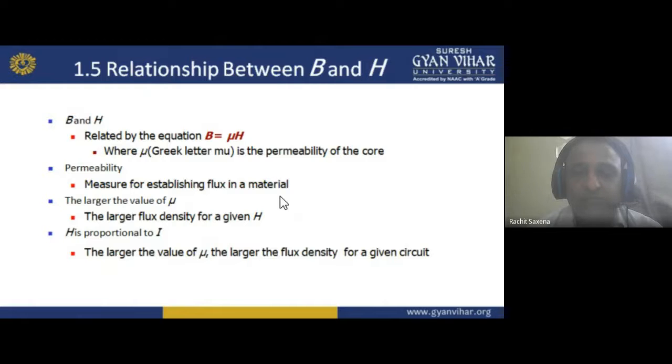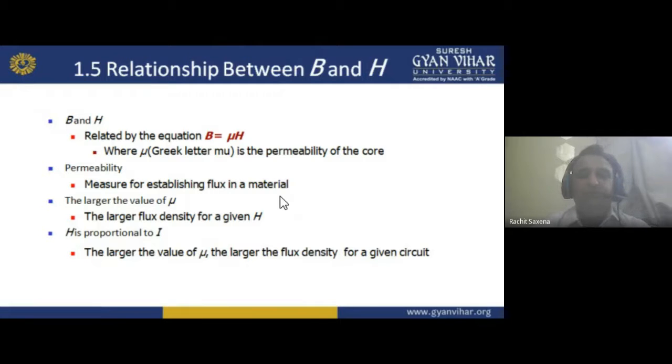It is basically the measure of how much magnetic flux we can generate in that core. So permeability should be higher. If permeability is lower, then we can't make it a magnetic circuit. We can't make it a magnetic material. Ferromagnetic materials basically have high permeability, for example, cast iron, nickel, cobalt. I earlier told you about this.